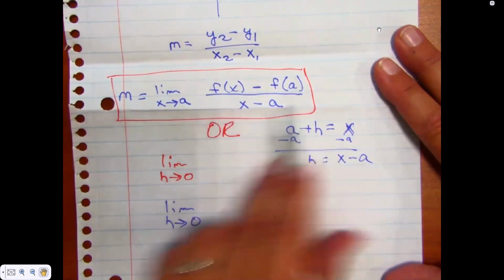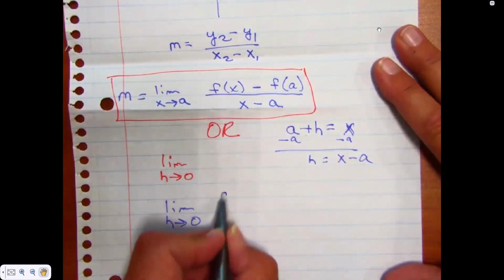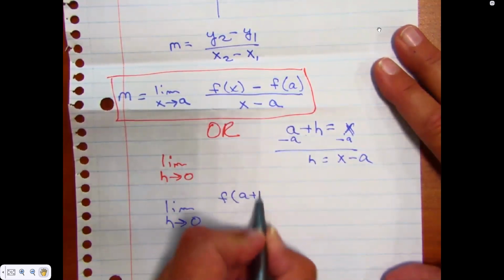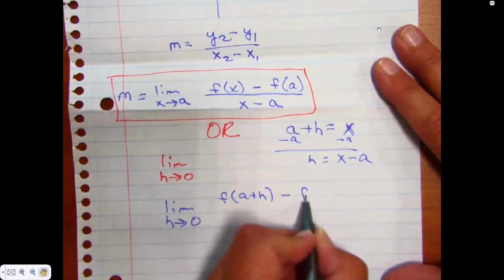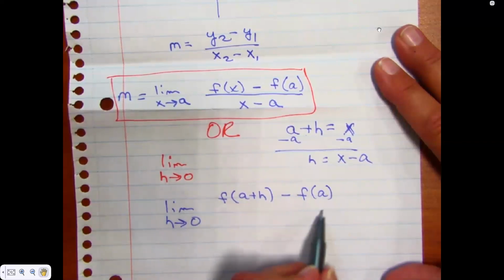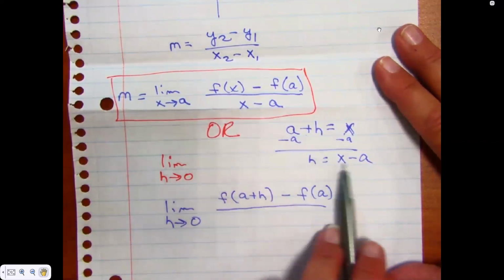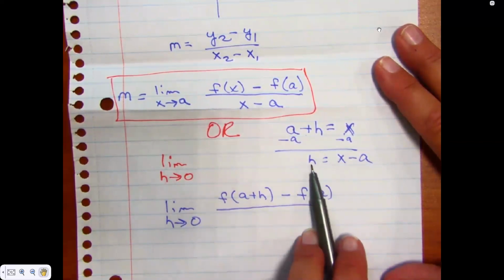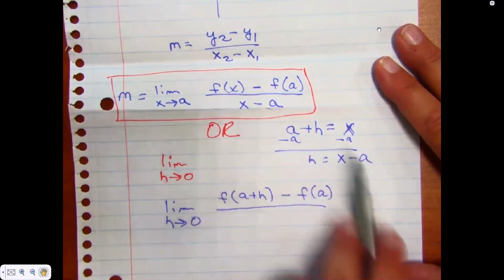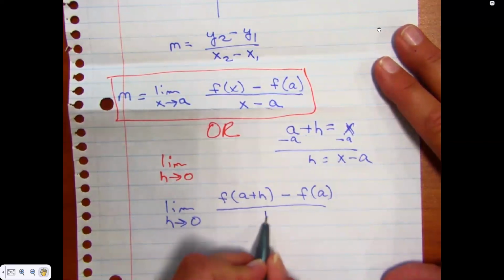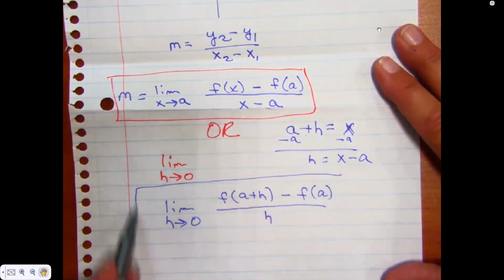I'm going to go back up here. I'm going to use this, but instead of x, I'm going to do f of a plus h minus f of a. That's okay. And then look what I can put on the bottom. Instead of x minus a, what can I put? H. Instead of x minus a, I'm going to call it that h. Okay? And that's the one that we're going to use.